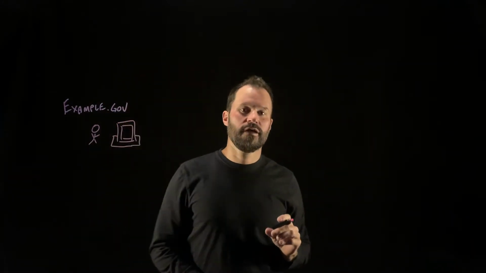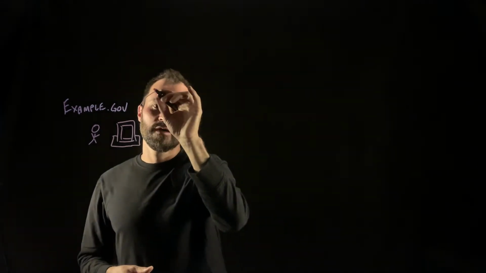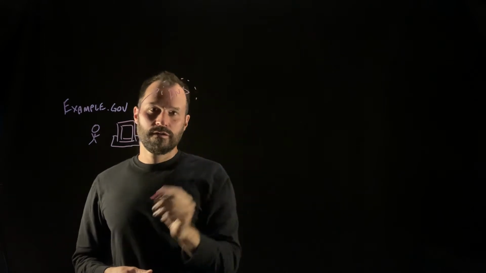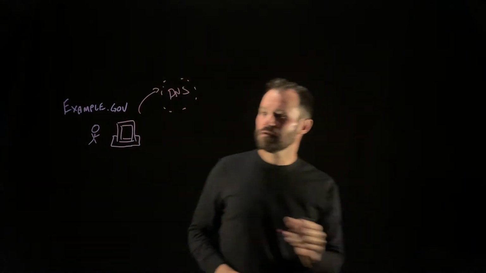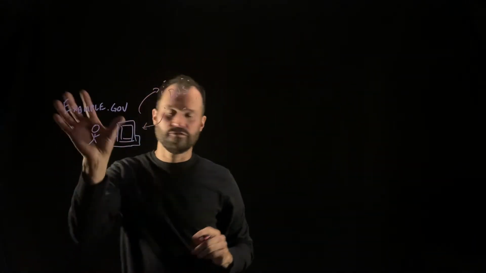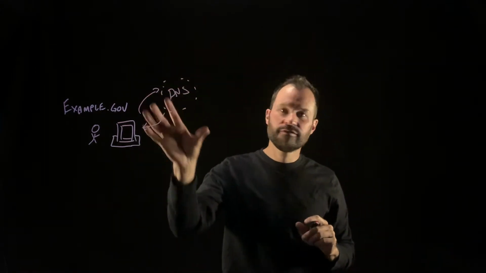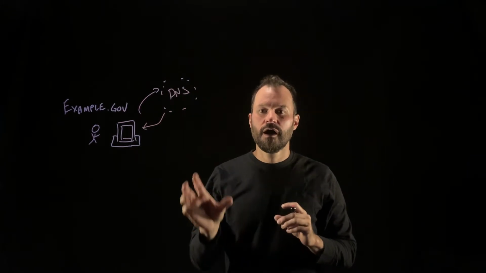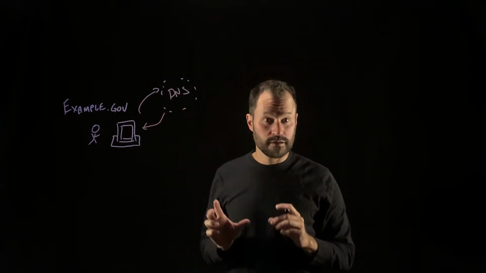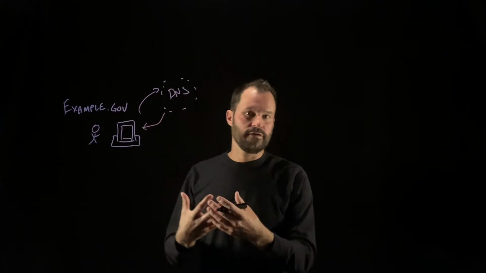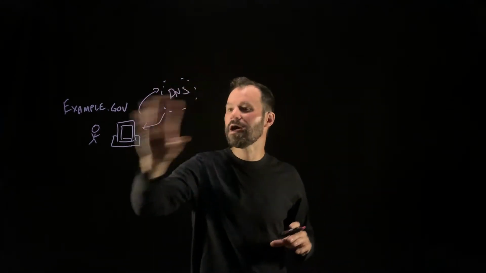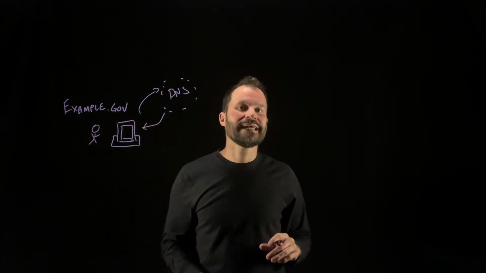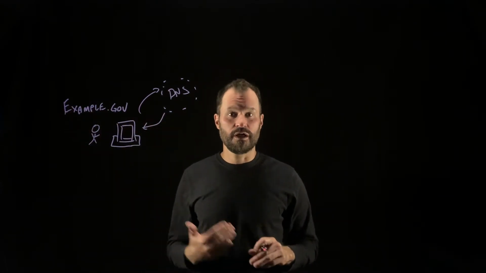The first thing that's going to happen is their laptop is going to do a DNS lookup, and that DNS lookup is going to resolve the address for example.gov. Now your agency has its own DNS entry. Your agency is actually given a CNAME record, or canonical name record, that we provide to you that allows this domain to actually be resolved. This is part of bringing your own domain to Cloud.gov.